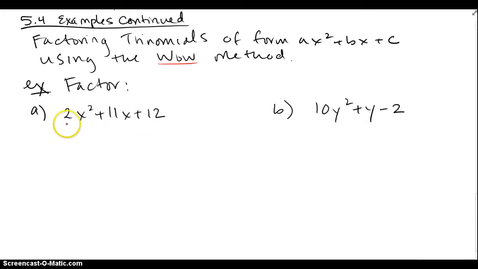I want to see if the 2 can be pulled out as a GCF, and I can't because the 11 is not divisible by 2. So I take this 2 and I move it up here and I multiply it by the 12. That's going to make it an x squared plus 11x plus 24. Now I focus on this new problem. I'm going to have x and x to get the x squared. I want two numbers that multiply to give me 24 and add to give me 11. And it looks like positive 3 and positive 8 will do.